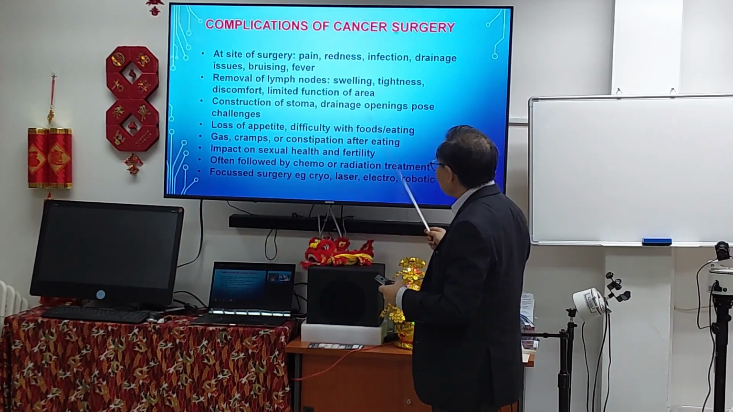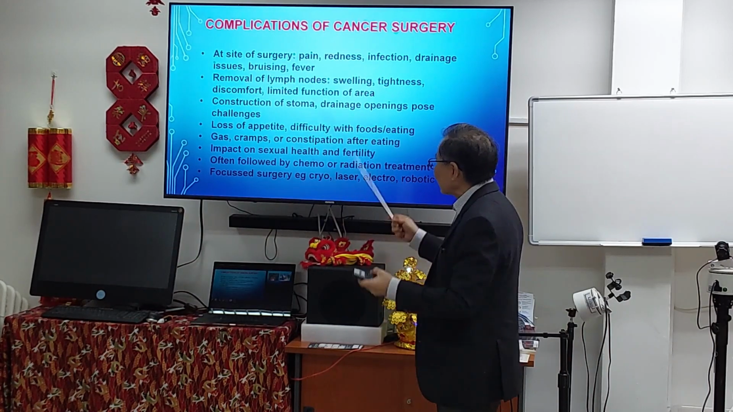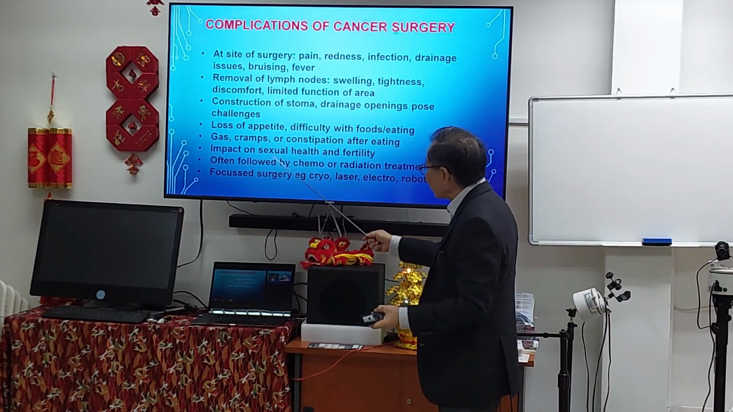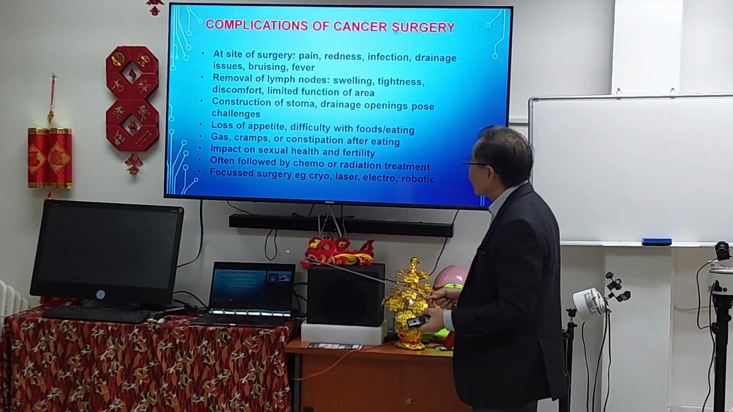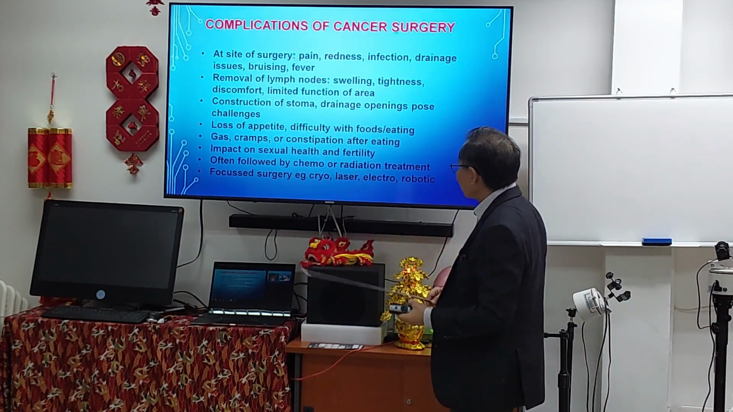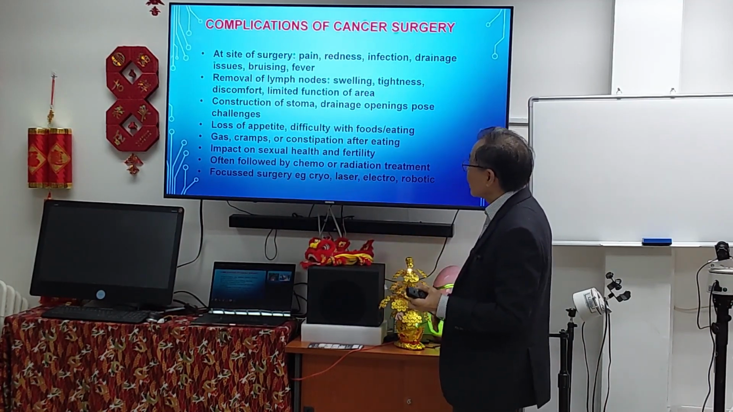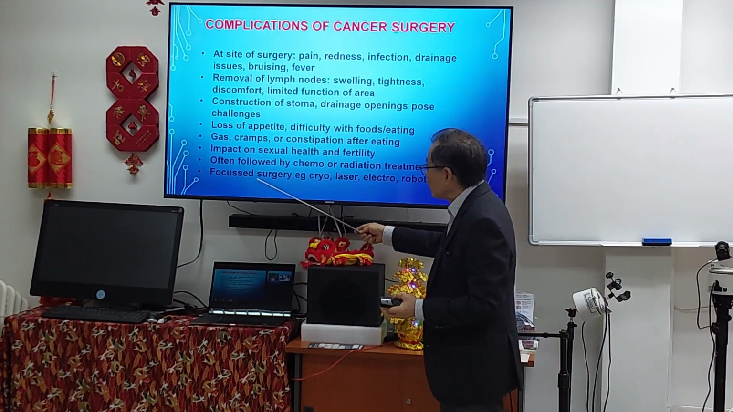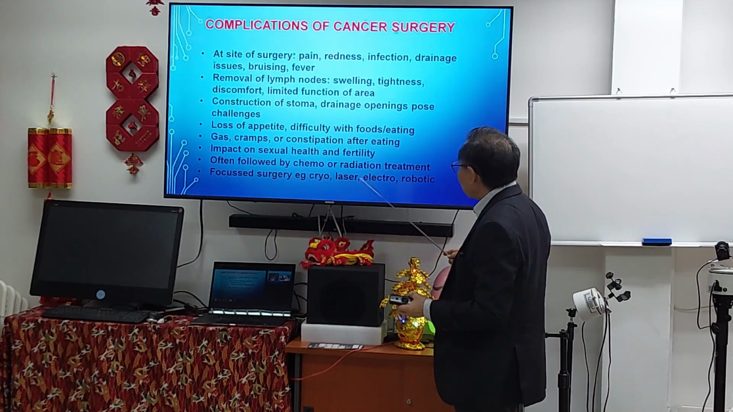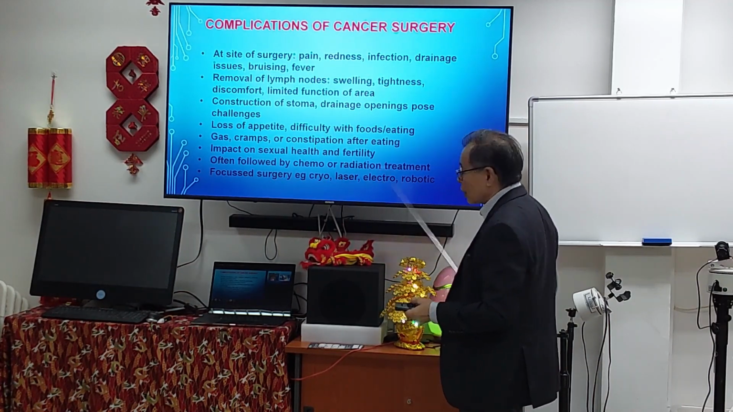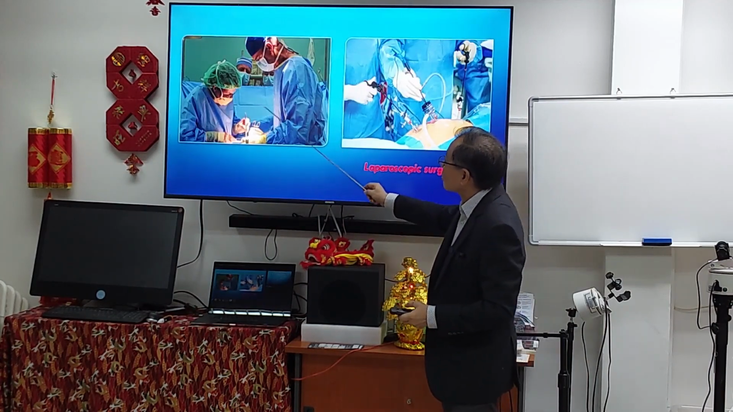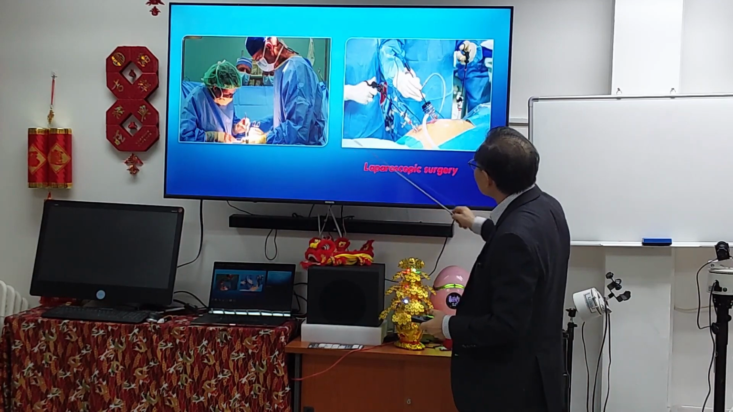There's loss of appetite, difficulty with eating, cramps. And there's an impact on the younger ones on sexual health and fertility. And often it's followed by chemo or radiation treatment. Okay? Then people begin to think about focused surgery using cryo, laser, electric or using robots. And that's what gradually becomes advanced. This is traditional surgery.